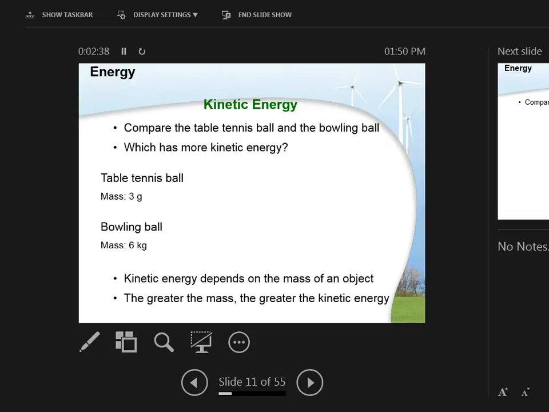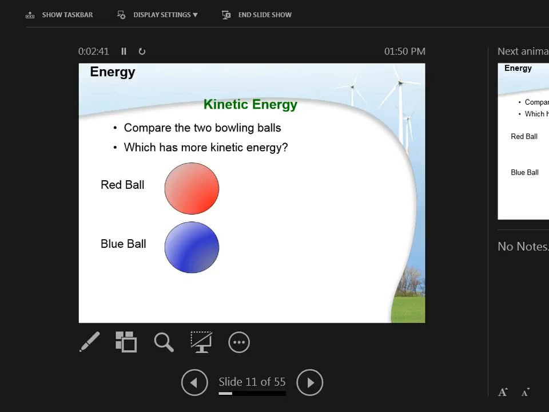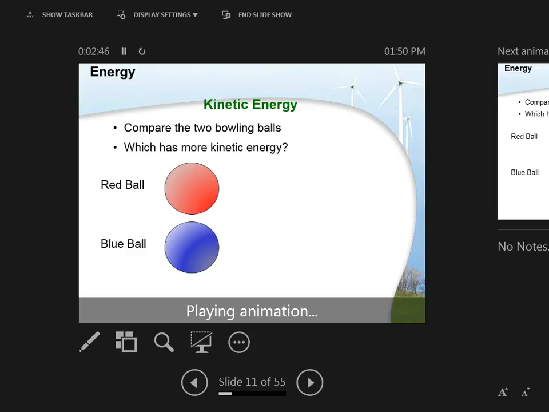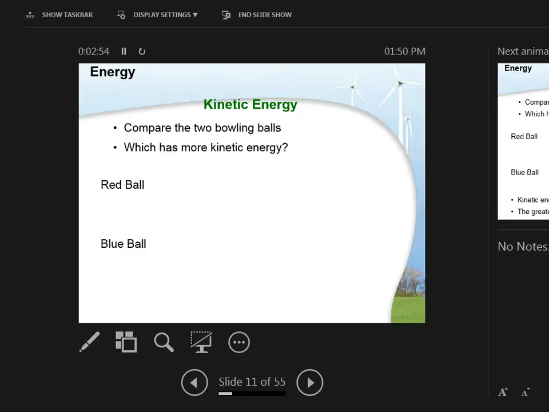Now, I have 2 bowling balls. Which one has more kinetic energy? They have the same mass this time. So one more time, watch the difference. Which one has more kinetic energy? Why do you say so? It is moving faster. It has a greater speed. So instinctively again, you know that you would rather get hit by the red ball than the blue ball, right? Because the red ball, moving slower, has less energy compared to the blue ball, which is moving faster.